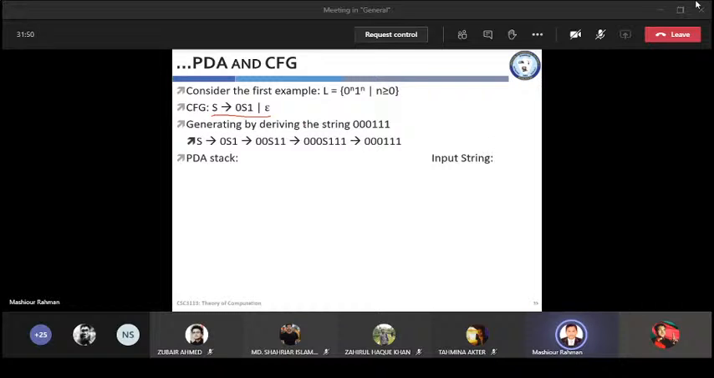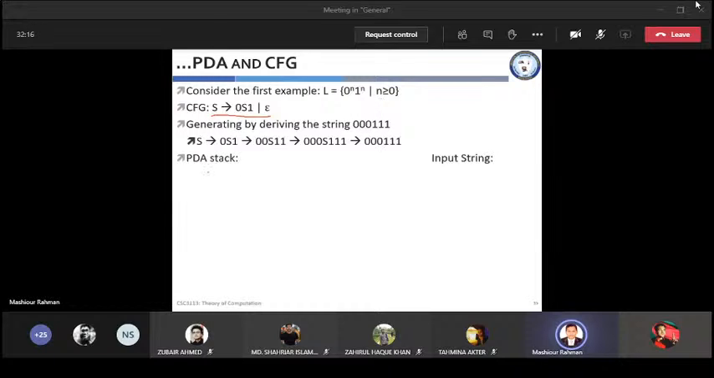I'm just showing you how it works, the generation of 3 zeros and 3 ones. So we start with the start variable S, substituted by 0S1. This middle S is again substituted by 0S1. The middle S is again substituted by 0S1. Then the S is substituted by epsilon. We generally do not show epsilon, so it is 3 0s and 3 1s. So we have successfully generated this string of this particular language.